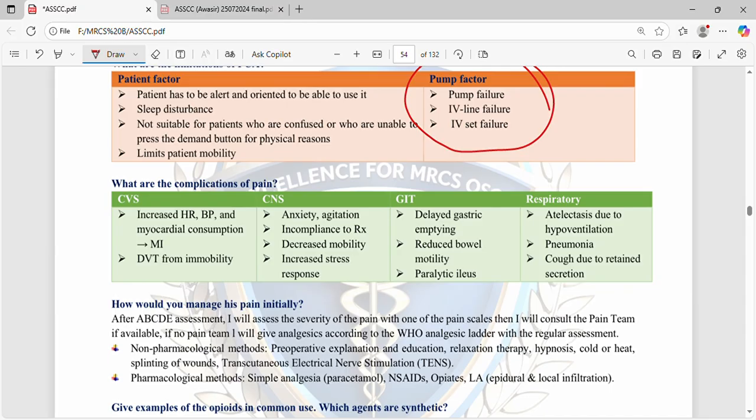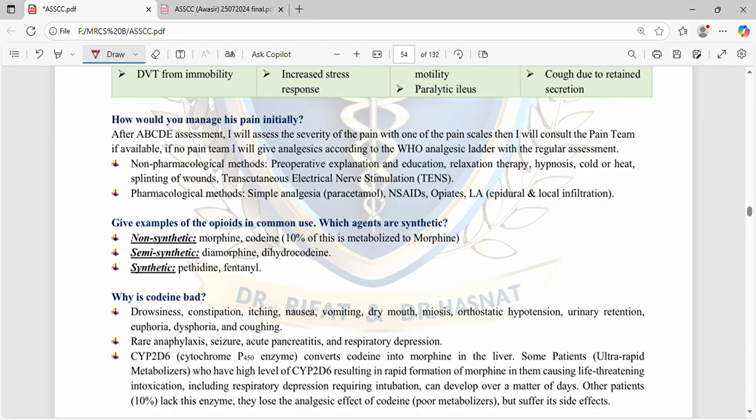How would you manage his pain initially? So for the patient given in the scenario, after ABCDE assessment, I will assess the severity of the pain with one of the pain scales. Then I will consult the pain team if available. If there is no pain team, then I will give analgesics according to the WHO analgesic ladder with regular assessment.